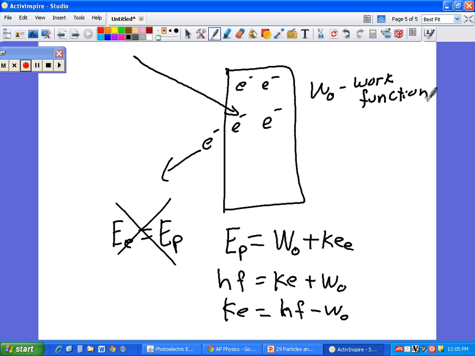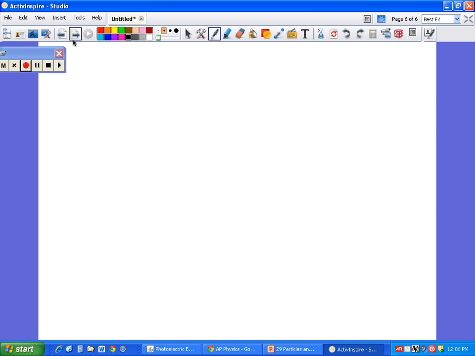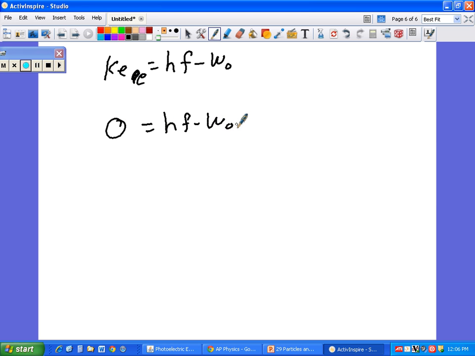So, given this equation and our work function, I'm going to slide this over. The kinetic energy of the electron is equal to hf minus the work function. Now, what happens if this electron is stripped off but not allowed to move anywhere, so it has zero kinetic energy? If the kinetic energy is zero, then hf minus the work function is equal to zero, so hf is equal to the work function.